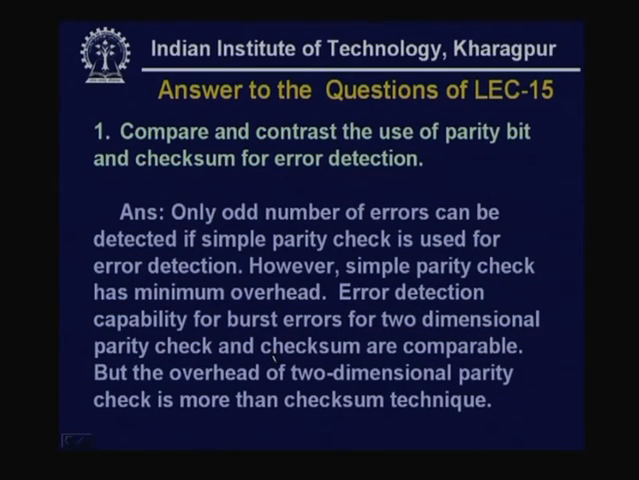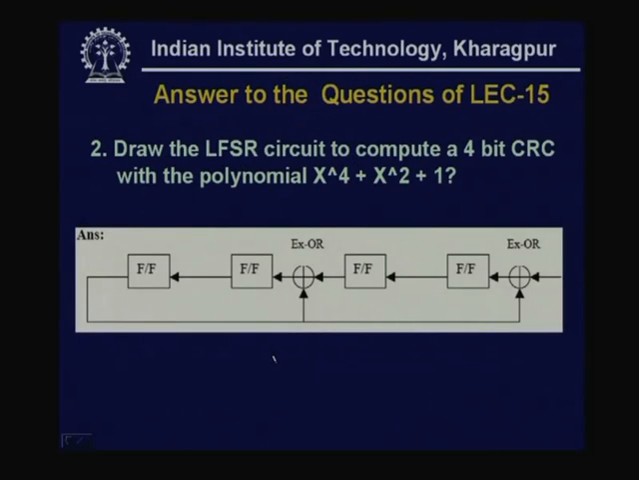Here is the answer to question number 1 of lecture 15. First question was, compare and contrast the use of parity bit and checksum for error detection. Answer is, only odd number of errors can be detected if simple parity check is used for error detection. However, simple parity check has minimum overhead. Error detection capability for burst errors for two-dimensional parity check and checksum are comparable, but the overhead of two-dimensional parity check is more than checksum techniques, as we have discussed in detail.